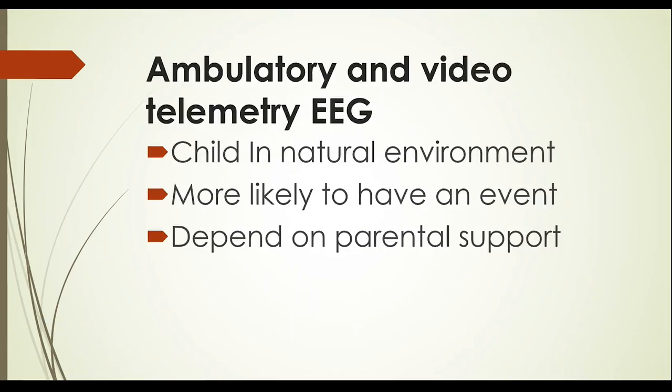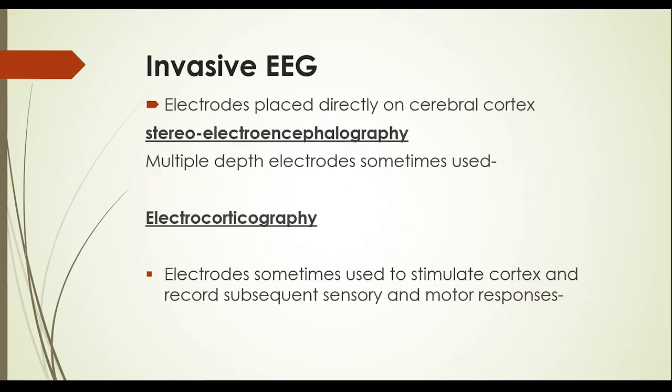Right. So, ambulatory and video telemetric EEG. That is a newer technology to see the child's activity and the EEG pattern at the same time. So it's very easy to interpret in that instance. The child in the natural environment is more likely to have an event, and it depends on parental support as well. Right. So invasive EEGs are not usually done in our country. Next slide, please. The electrodes are placed directly on the cortex, and it's called electrocorticography as well. So we skip that. It's not very much done in our country.